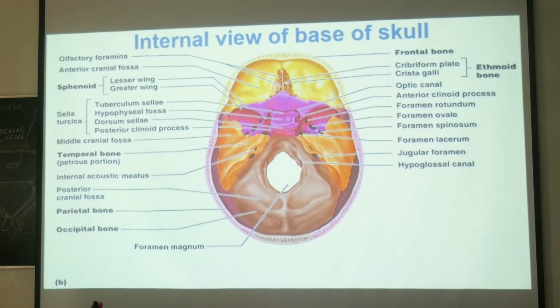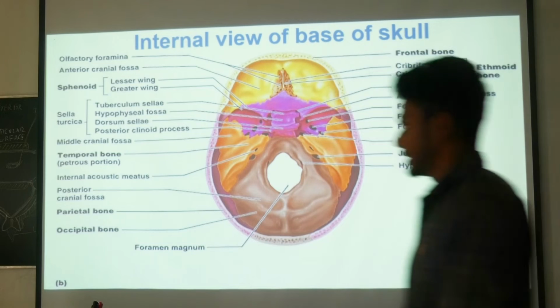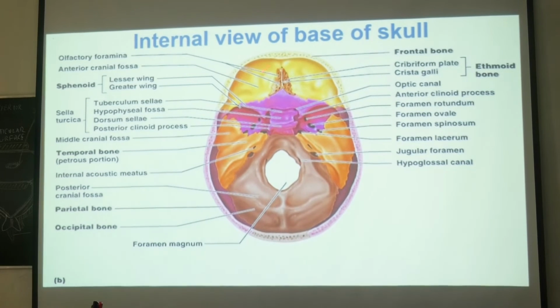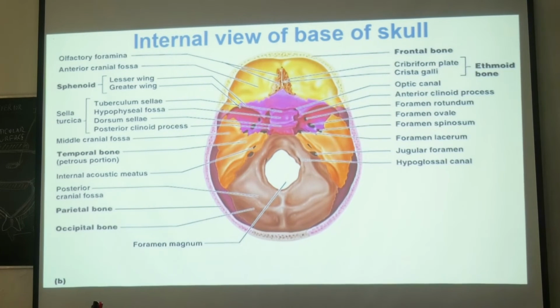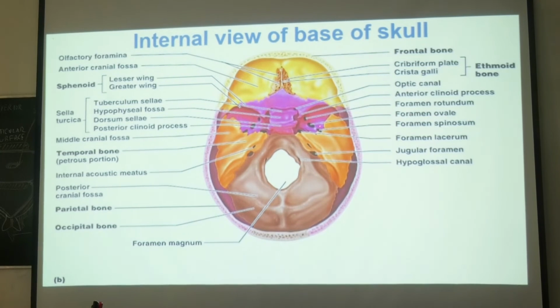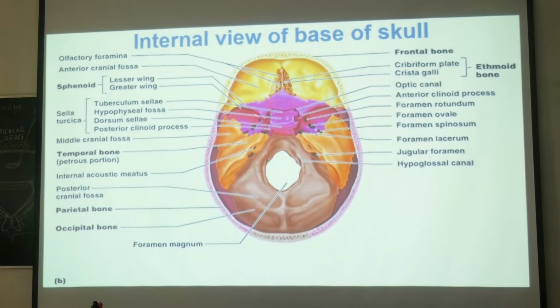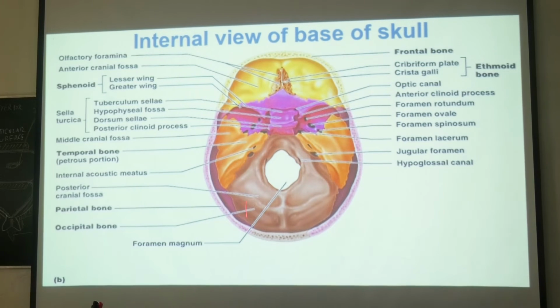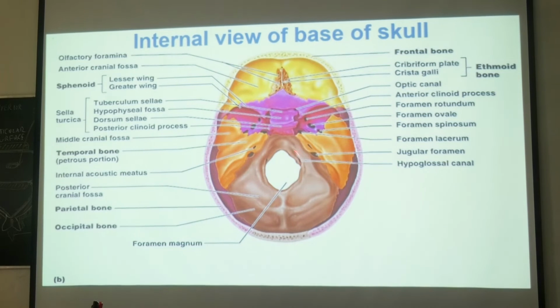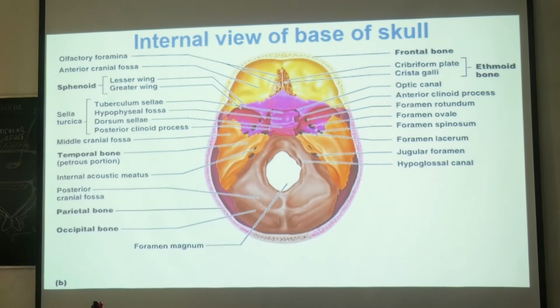Here also you can see the 3 fossas. See here, this part is the anterior cranial fossa. Here is the lesser wing of the sphenoid, 2 lesser wings and 2 greater wings of the sphenoid, and this part is the body of the sphenoid. So here this part is the middle cranial fossa, and here is the posterior cranial fossa. So 3 cranial fossa we will discuss, and this large foramen is the foramen magnum.